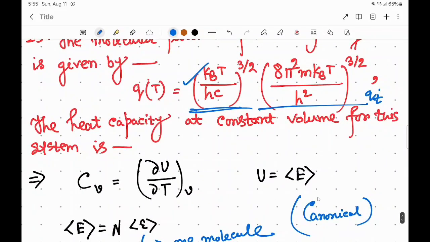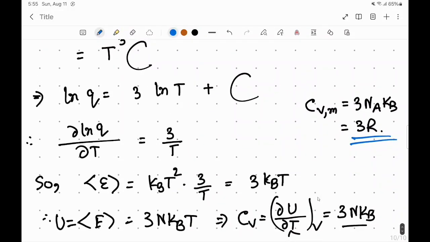In case of a solid, there are no rotational or translational degrees of freedom. Only vibrational degrees of freedom will be there. So you have to understand that from the question. Okay, so any question?